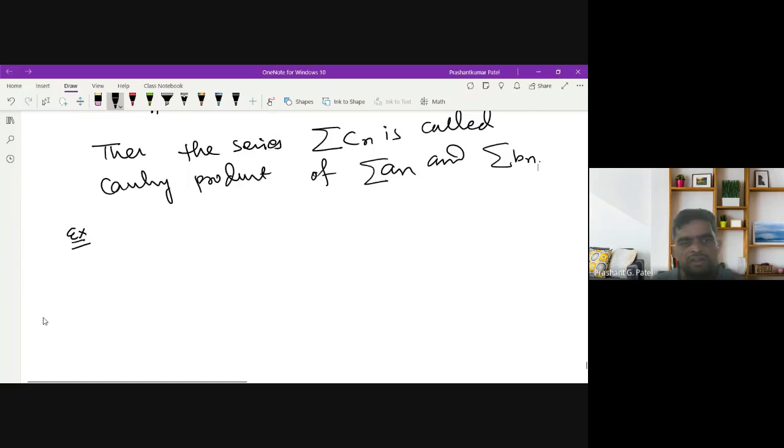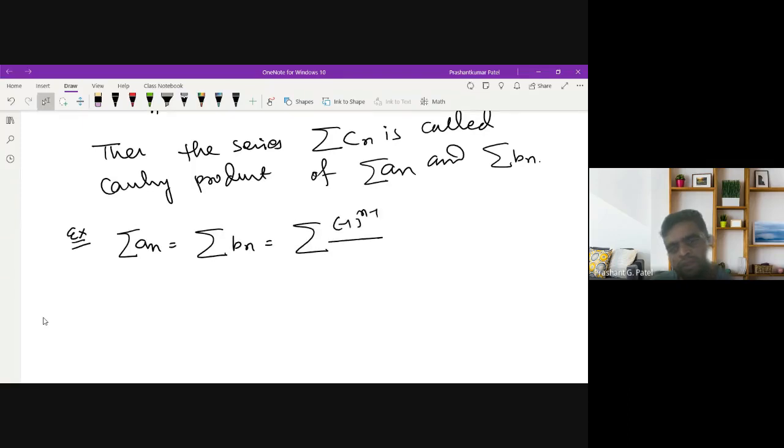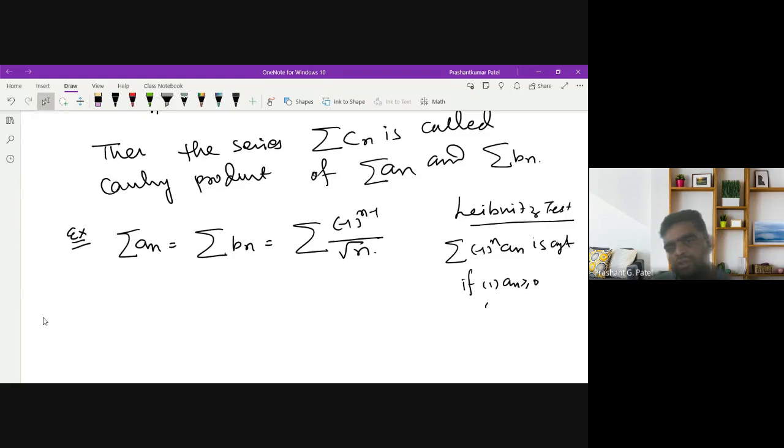So let us consider summation of An equal to summation of Bn equal to summation of minus 1 raised to n minus 1 upon root n. This is an alternating series, and this alternating series is convergent, which we can easily prove by the Leibniz test. If you can recall, the Leibniz test says that the alternating series summation of minus 1 raised to n into An is convergent if it satisfies three conditions. The first one is An is greater than or equal to 0. The second one is the sequence An is decreasing. And the third one is the limit of An is 0 as n tends to infinity. So this is known as the Leibniz test.